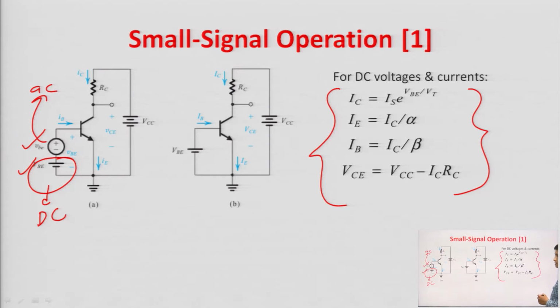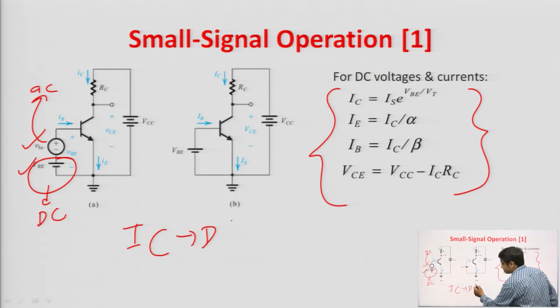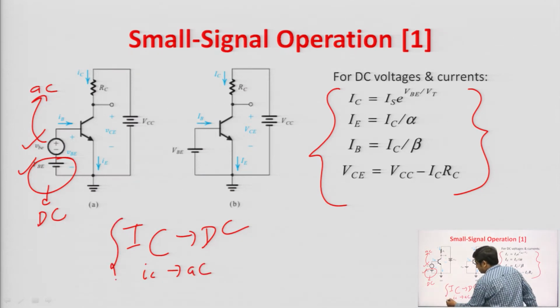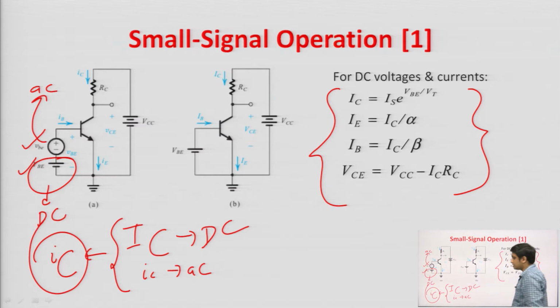These equations are for DC voltages and currents. Capital I C is your DC collector current, small i c is your AC collector current, and the summation of capital I C and small i c is small i, capital C, fine. So, this is the notation, you should be careful about these notations. This is your DC collector current, this is your DC emitter current, this is your DC base current, and this is your DC collector to emitter voltage.